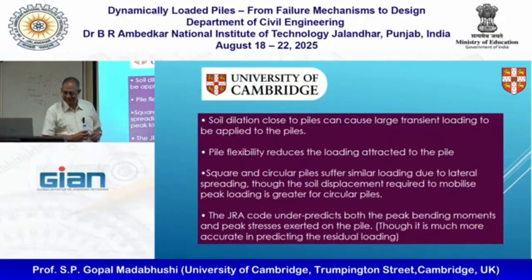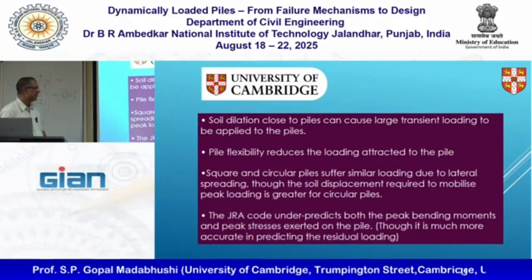Square and circular piles, to my great disappointment, attracted the same loading and created the same bending moment. However, what we observed was the zone over which it mobilizes is different, especially at the peak load. And the JRA code underpredicts both the peak bending moment and peak horizontal earth pressures by quite a lot. Okay?